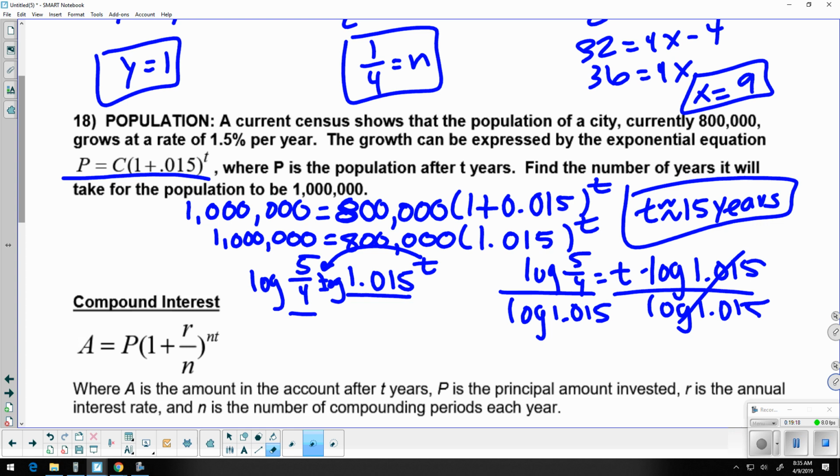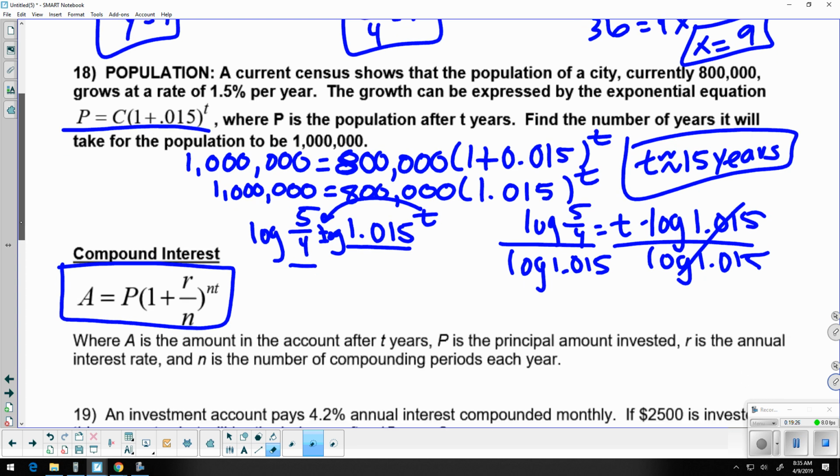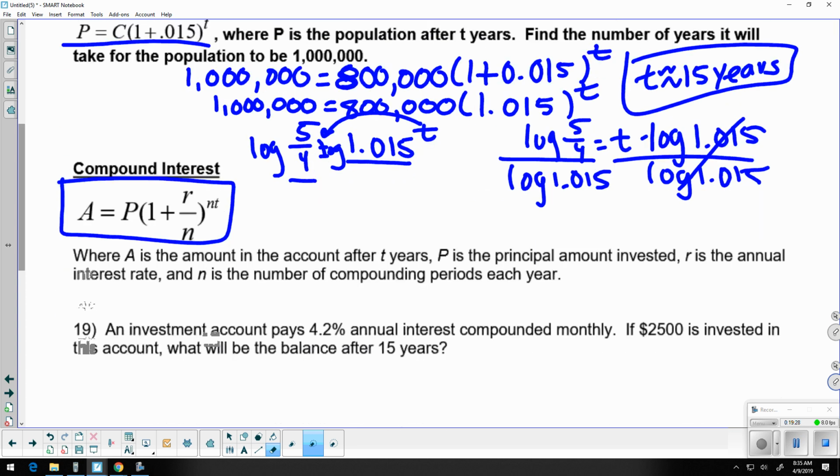Okay? Last thing we're talking about today, though, is compound interest using this new formula. Pretty much everything is the same. It tells you exactly what everything is. A is going to be the amount in the account after T years. T is the time, P is the principal, R is going to be the rate, N is the number of compounding periods each year. So how many times are you compounding within this year? Let me show you how this is done.